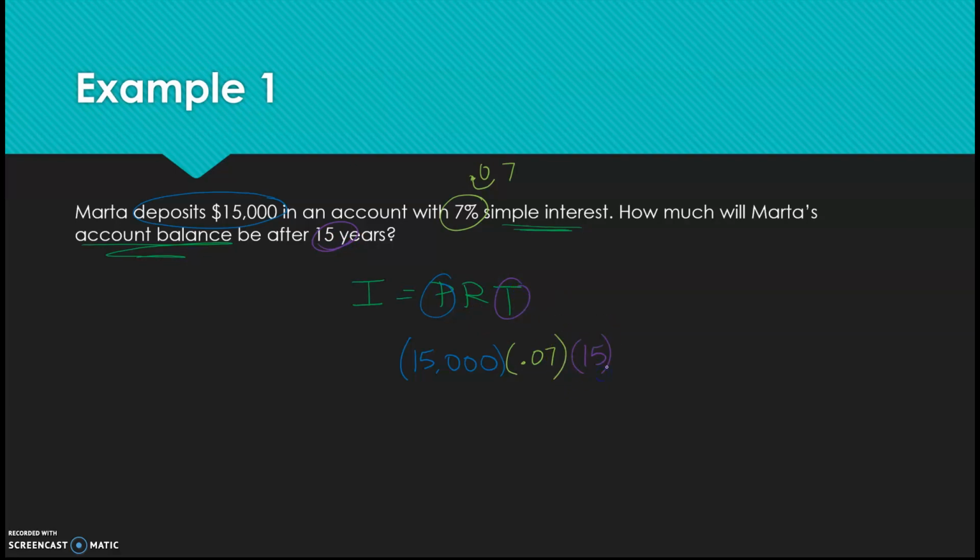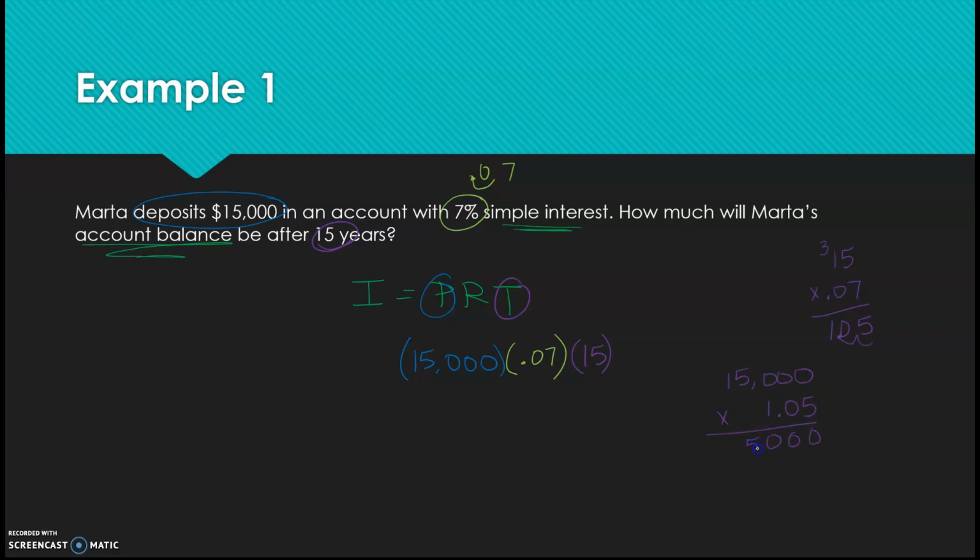And look, they're all right next to each other, which means all we're going to do is multiply. So you can multiply in any order that you want. I'm going to do 15 times 0.07. 5 times 7 is 35. 7, 8, 9, 10. 2 numbers to the right of the decimal, 2 numbers to the right of the decimal. So now I have 15,000 times 1.05.